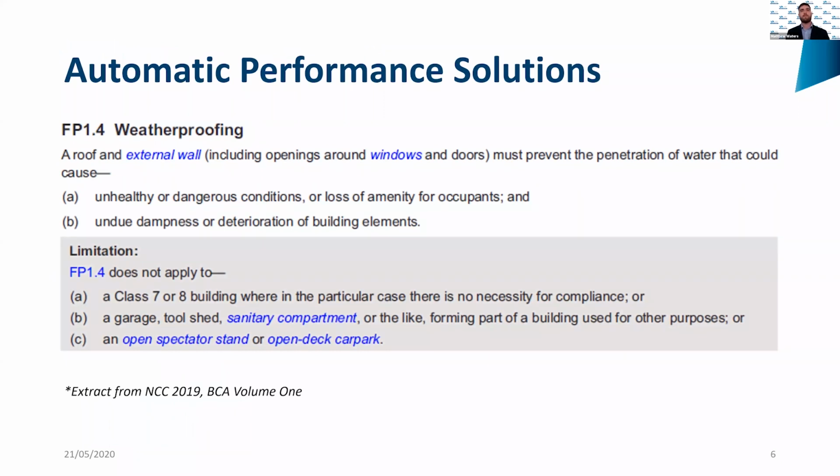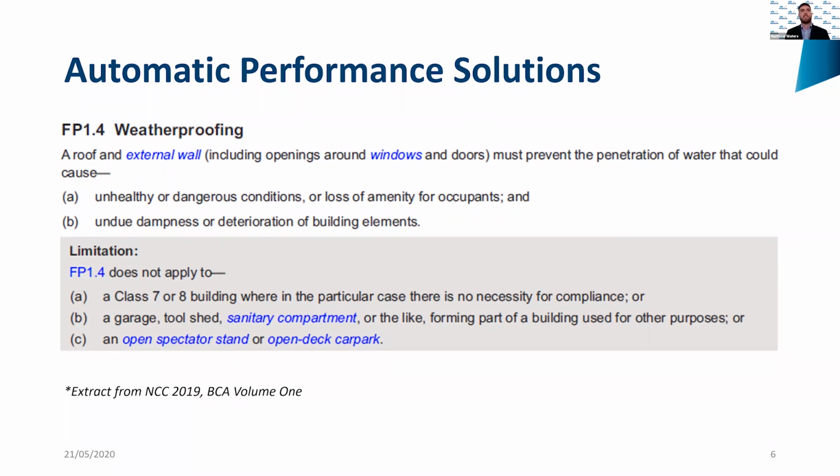So FP 1.4 is a performance requirement that deals with weatherproofing of a roof and external wall. Most people would probably be aware that in volume 1, there's no deemed to satisfy provisions to satisfy this performance requirement. So I like to personally refer to these situations as an automatic performance solution because it's the only compliance option that the code's giving you. So you don't have that DTS pathway.